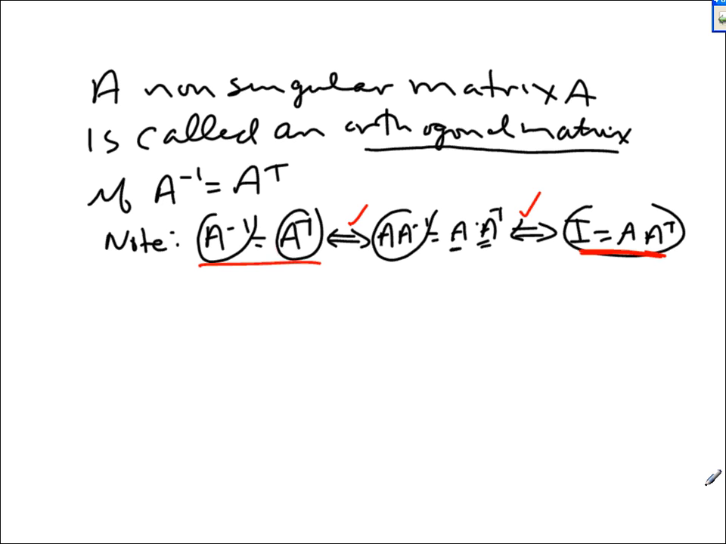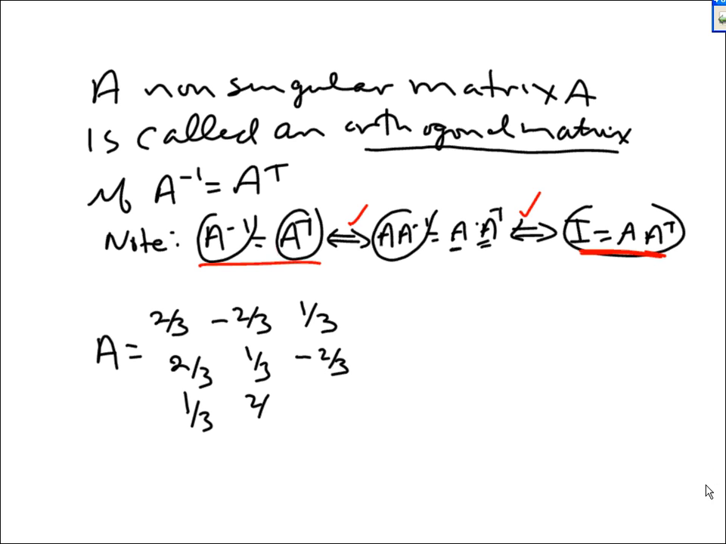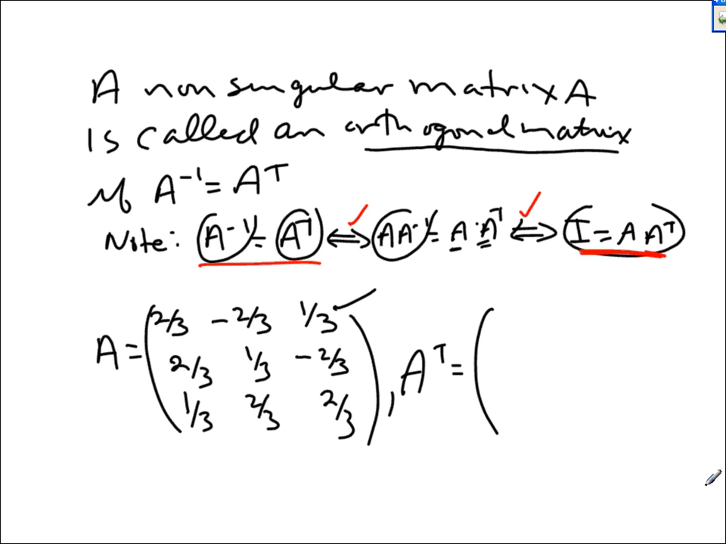Okay. Now, here's an example. If A is equal to 2/3, negative 2/3, 1/3, 2/3, 1/3, negative 2/3, 1/3, 2/3, 2/3. If that's A, then to get A transpose, interchange rows and columns. Instead of writing that as the first row, I'm going to write it as the first column.